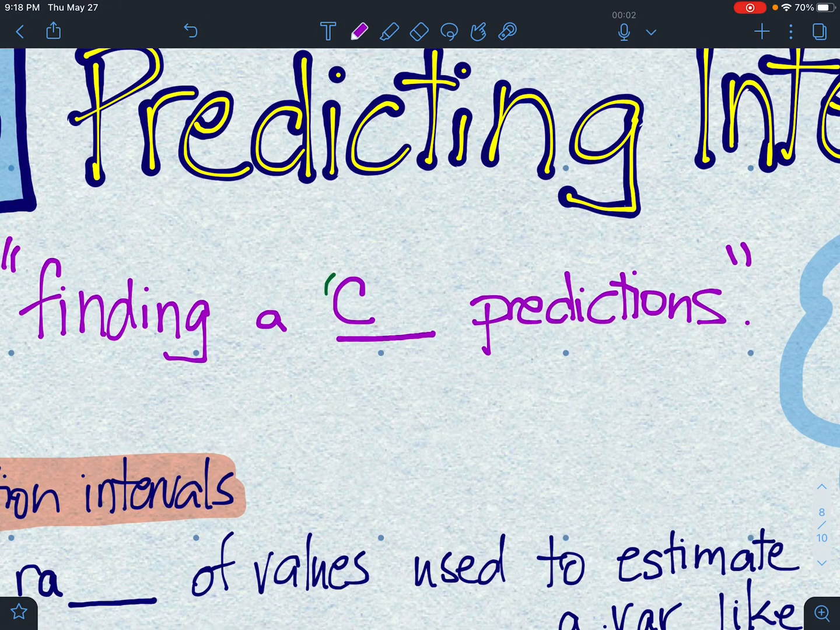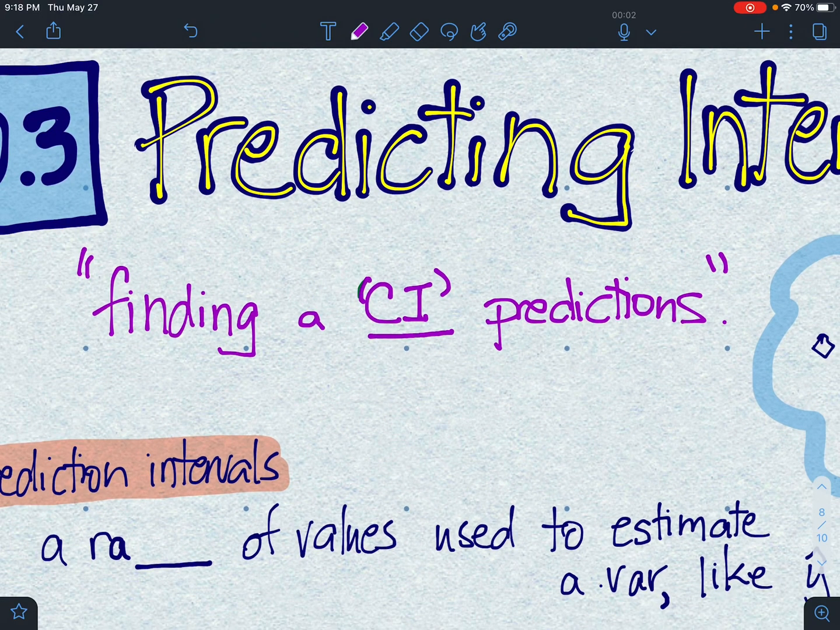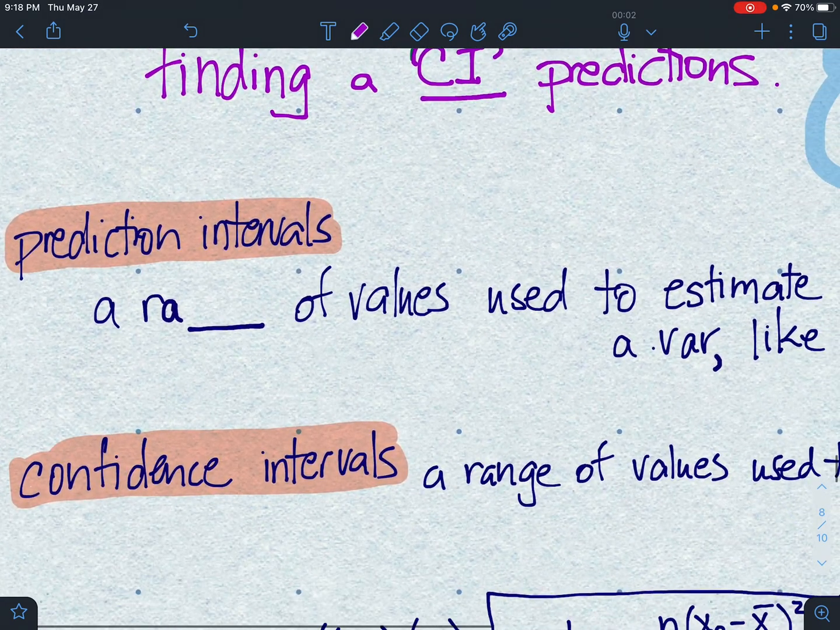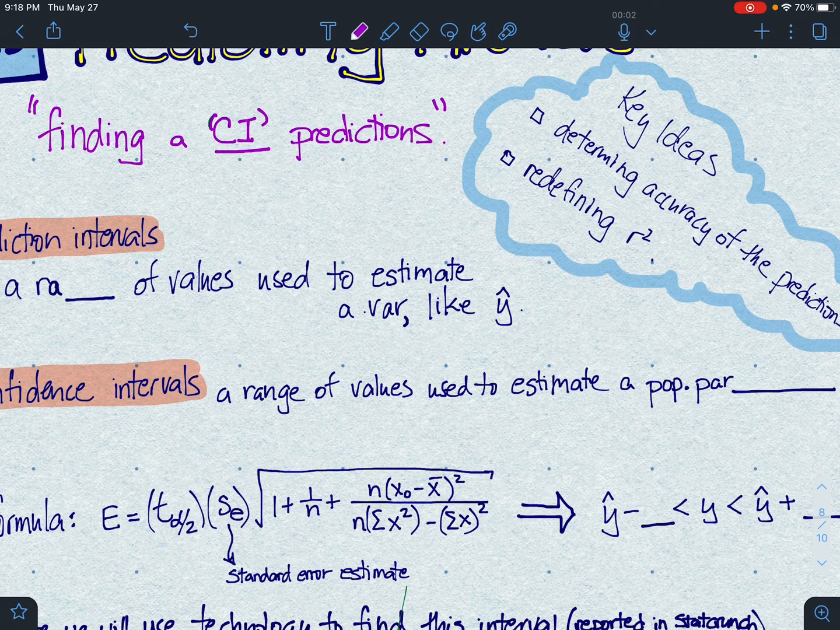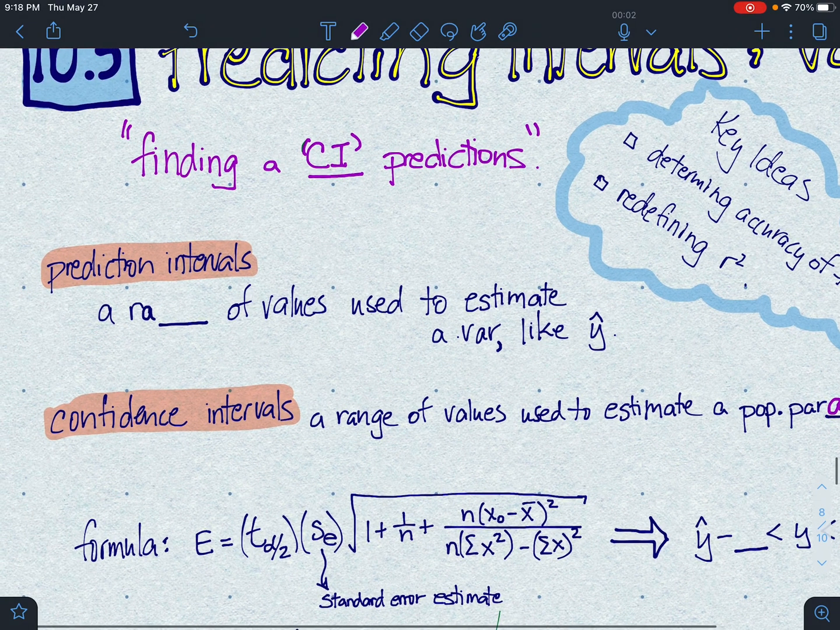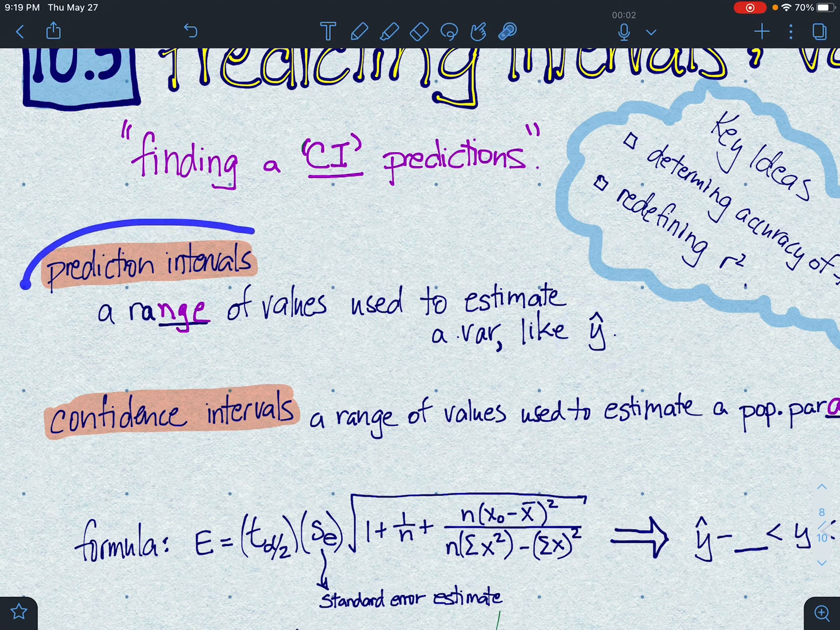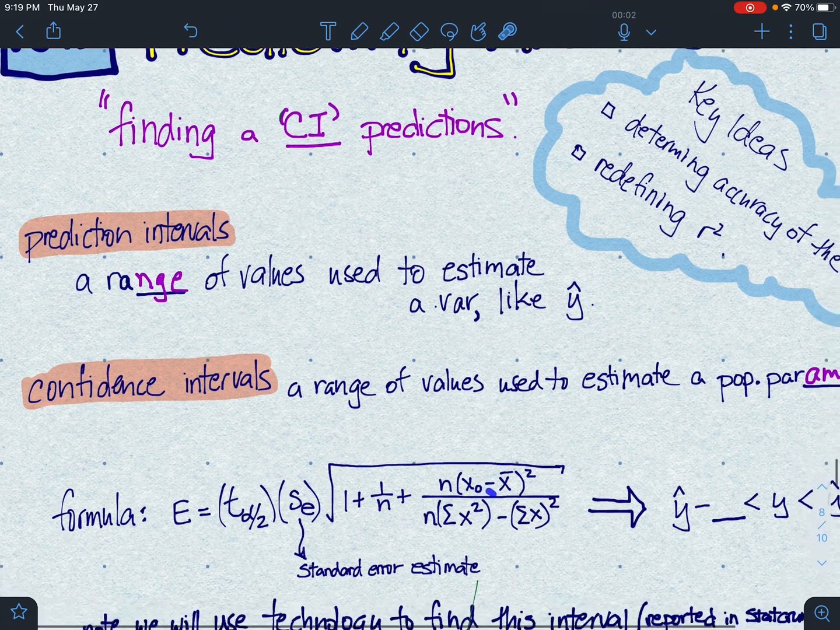So that's why I would say the informal title here is finding what I would suggest would be a confidence interval for our predictions. Now we have to be careful on our wording here because confidence interval has a precise definition. The confidence interval refers to the population parameter, and we instead will be looking at what we would call a prediction interval, which is the range of values used to estimate things like y hat. So this section is about this main topic, finding a prediction interval.